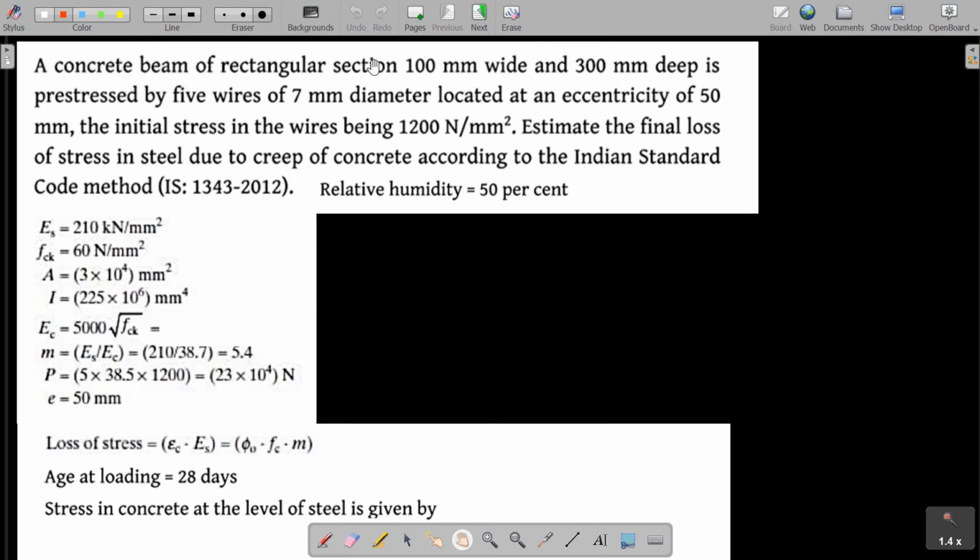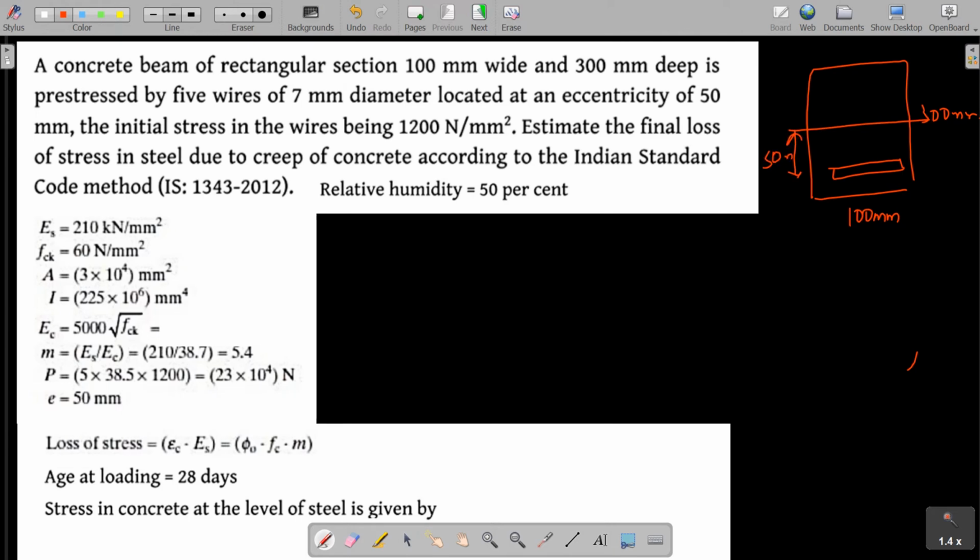So we will see another numerical on the losses of pre-stress. A concrete beam of rectangular section 100 mm wide and 300 mm deep is pre-stressed by 5 wires of 7 mm diameter located at an eccentricity of 50 mm. The initial stress in the wire is 1200 Newton per mm square. So it is given a rectangular beam 100 mm wide and 300 mm deep, having 5 wires at an eccentricity of 50 mm.